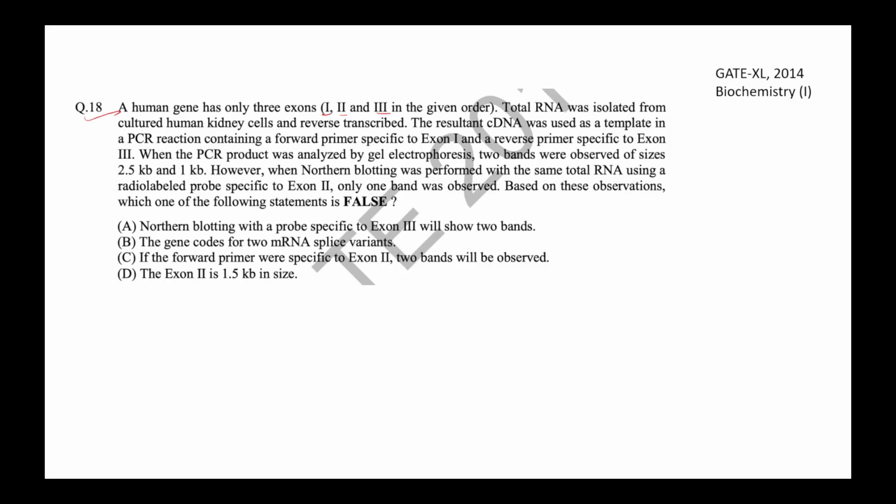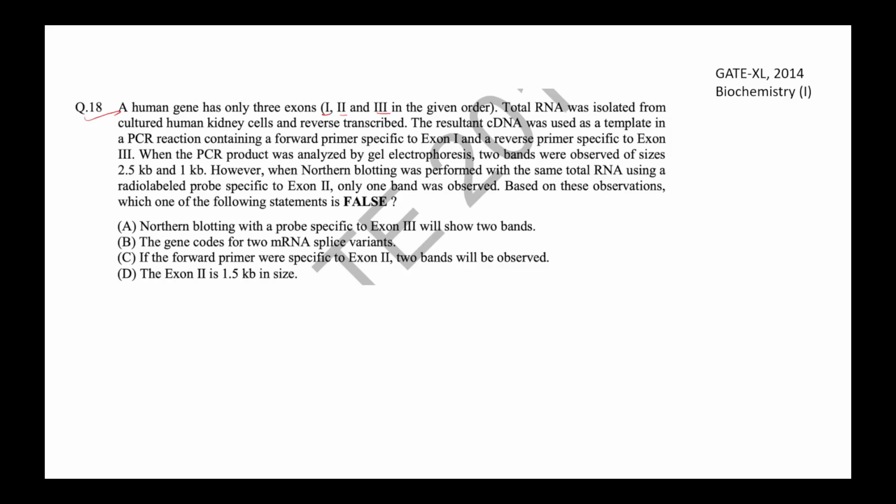When the PCR product was analyzed by gel electrophoresis, two bands were observed, of sizes 2.5 kb and 1 kb. However, when northern blotting was performed with the same total RNA using a radio-labeled probe specific to exon 2, only one band was observed. Based on these observations, which one of the following statements is false?